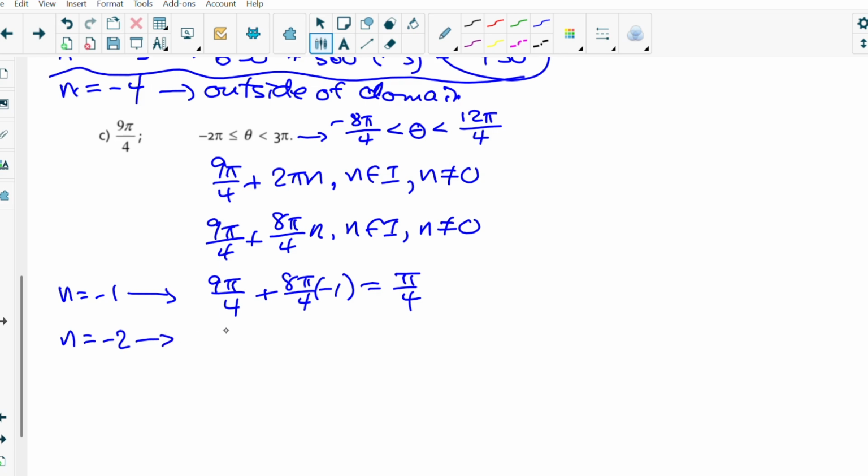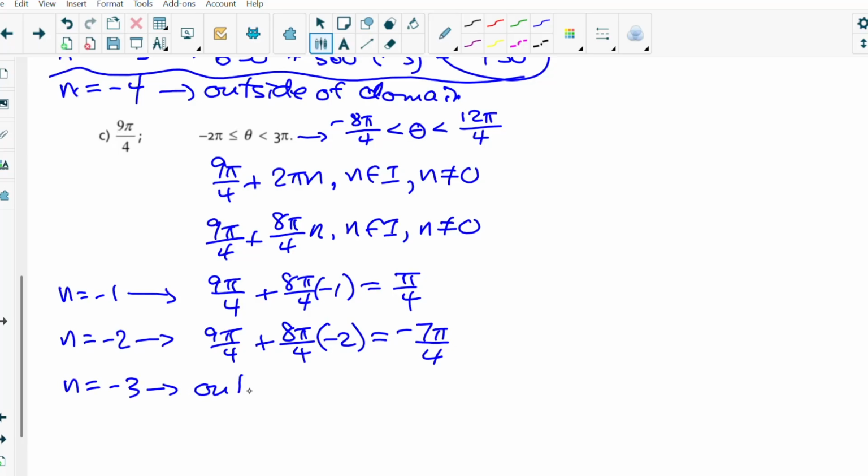If I go to n equals -2, that's 9 pi over 4 plus 8 pi over 4 times -2. That's -16 pi over 4 plus 9 pi over 4. That's -7 pi over 4. If I go to n equals -3, that's outside of my domain.